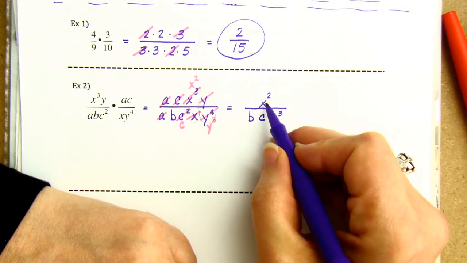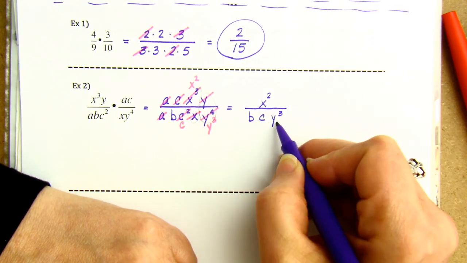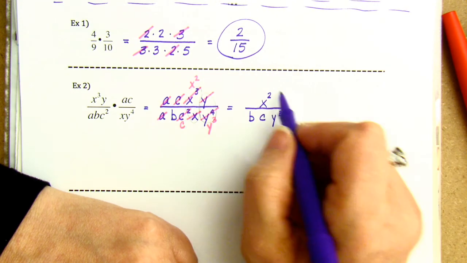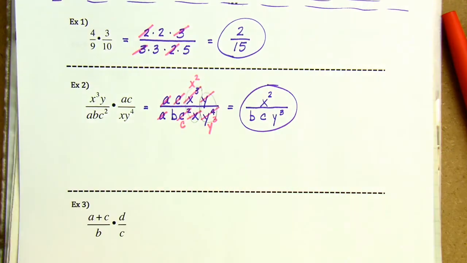I only have one x, one b, one c, one y, right? B, c, and y are in the denominator only, x is in the numerator only. So this is my simplified version.